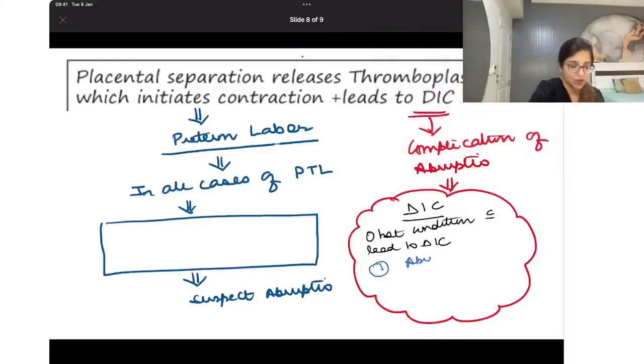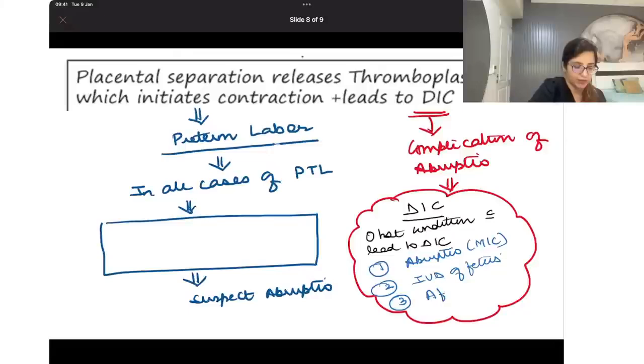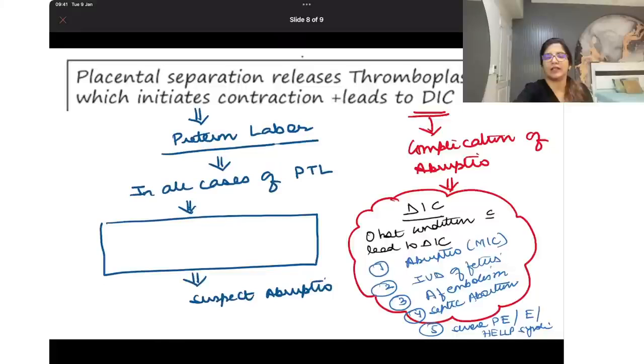Number 1, abruptio, which is the most common. Number 2, intrauterine death of the fetus. Number 3, amniotic fluid embolism. Number 4, septic abortion. Number 5, severe preeclampsia or eclampsia or HELLP syndrome. So these are the obstetrical conditions which lead to DIC. 5 conditions which you have to remember.